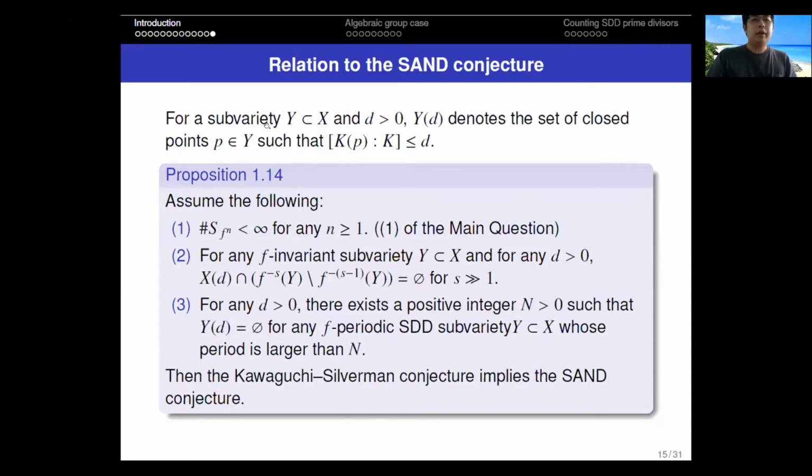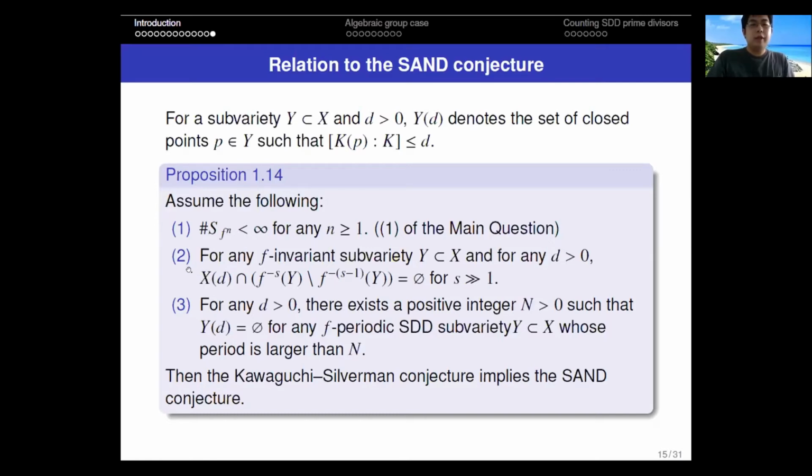For a subvariety Y and a positive number D, Y sub D denotes the set of closed points in Y such that the extension degree is bounded from above by D. And then we assume 3 conditions. The first is one of our main questions: the set of F invariant maximal STD subvarieties is finite.